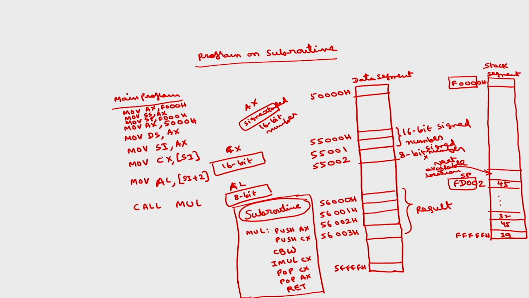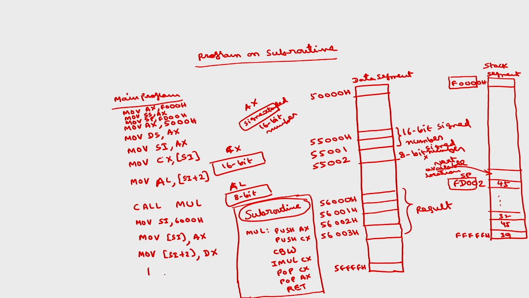In the main program, what is left now is only storing the result. Here I am storing the result: MOV SI, 6000, because I want to store the result in the memory locations with offsets from 6000 to 6003. The result will be in DX and AX after the IMUL CX. I am going to store the LSB result first: MOV [SI], AX, then MOV [SI+2], DX.